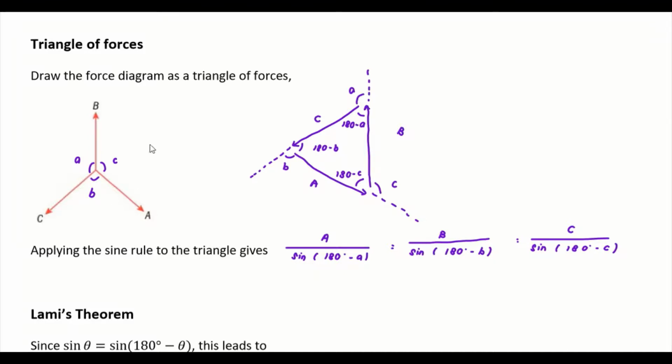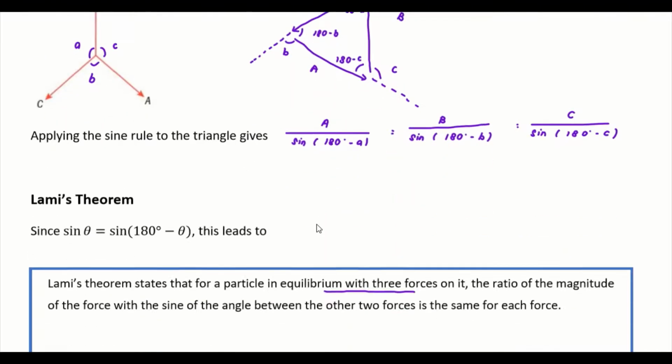So meaning that we redraw the force diagram as a triangle of forces, and we assume as if the forces are the lengths in the triangle. After that, we find the angles inside the triangle. Then we use sine rule to help us solve this. Lami's theorem is another theorem that continues from this: after you draw the triangle of forces, you change this a little bit, and this is how you get Lami's theorem.